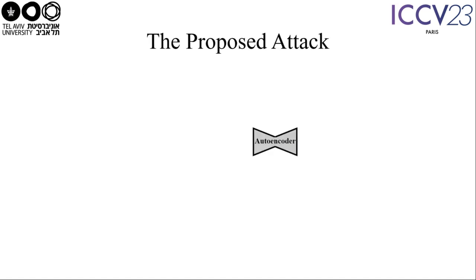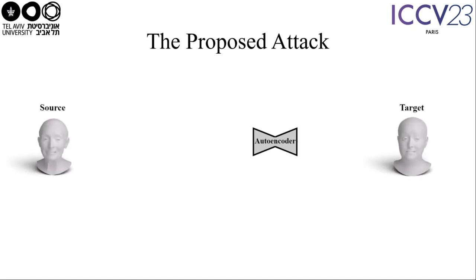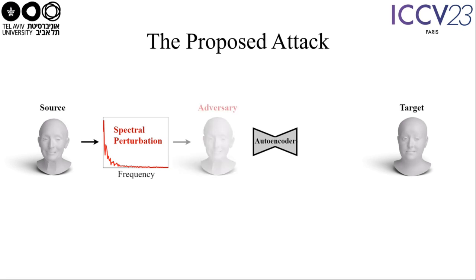Our attack is formulated as an optimization problem with a source and target shape. We aim to find a smooth and indistinguishable perturbation of the source shape that will mislead the autoencoder to reconstruct the target shape. In order to create undetectable adversarial shapes with a natural appearance, we decompose the source mesh into its spectral eigenfunctions and perturb only a small subset of the lowest frequencies.